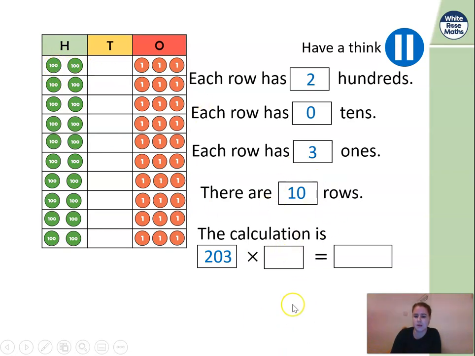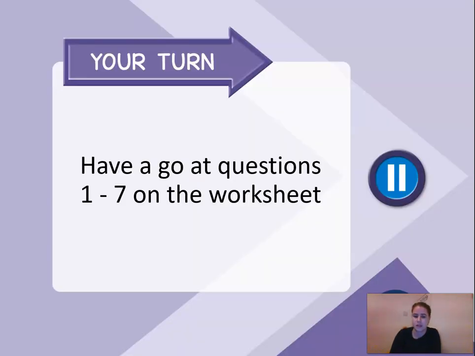We are timesing it by the number of rows, which is 10. So we are making 203 10 times bigger. And our answer is 2030. Well done if you got that correct. Pause this video and I'd like you to have a go at questions 1 to 7, and then we will come back and we will do some more work on our PowerPoint before we finish off our final questions.